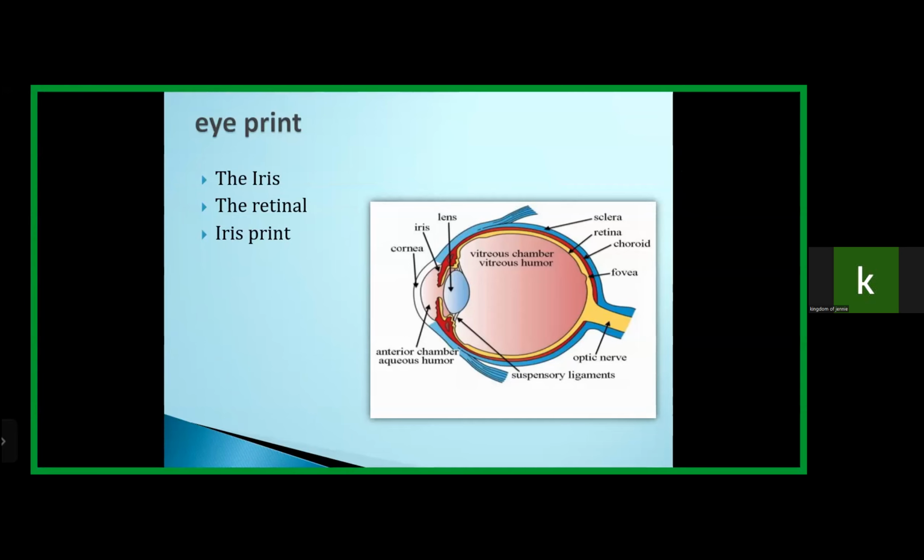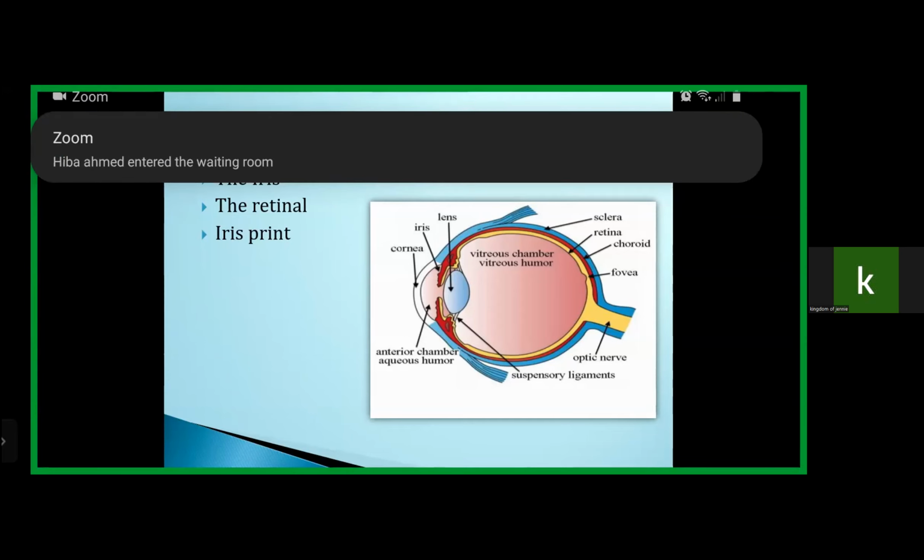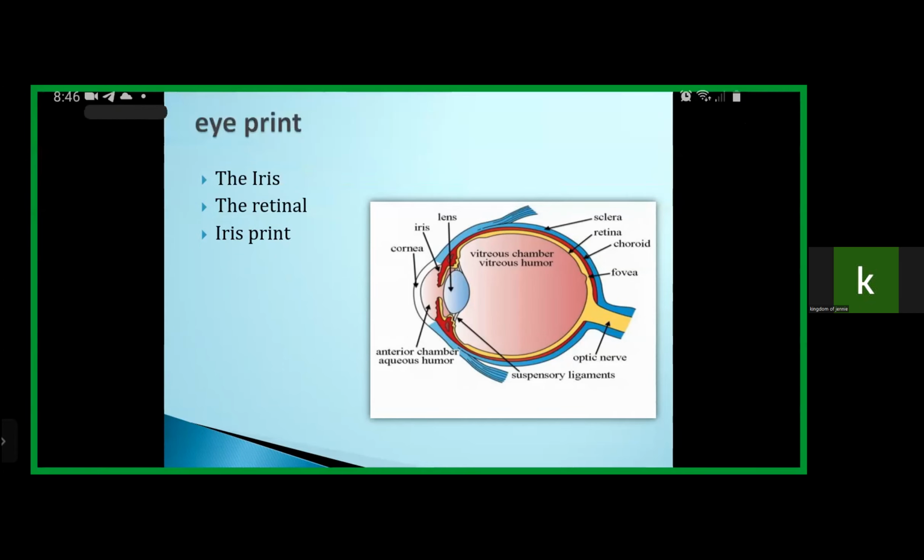The iris, so what is the iris? The iris is one of the internal organs of the eye, a part that controls the light and is responsible for the color of the eye. We can see it. The main function of the iris is to control the level of light entering the eye. The retina is the last layer of the eye, at the back of the eye, and is responsible for vision because it contains light-sensitive cells.